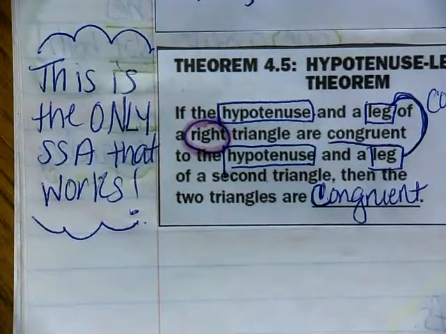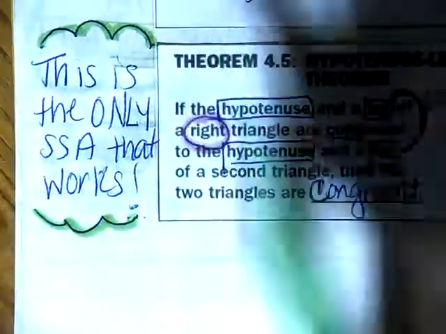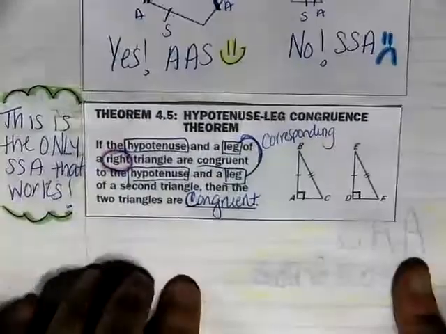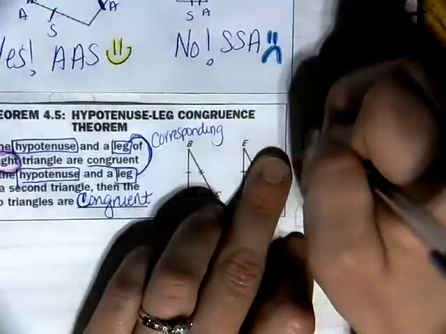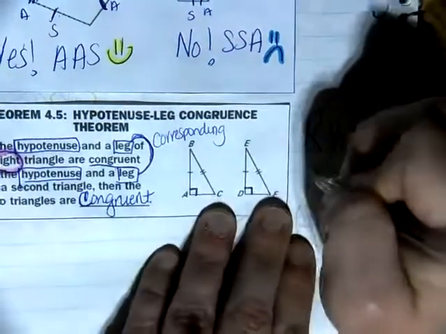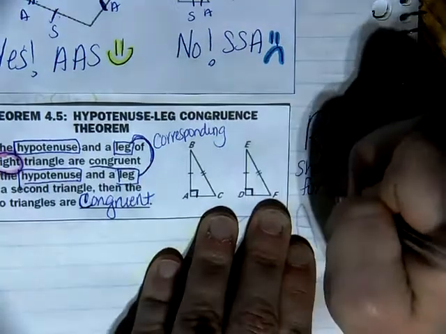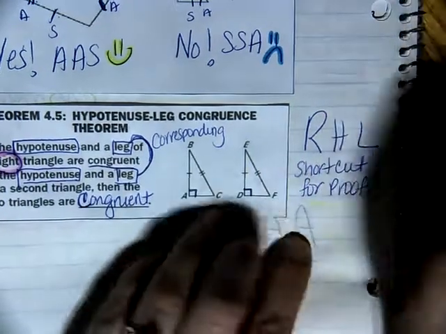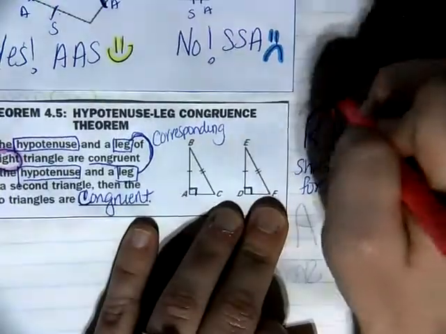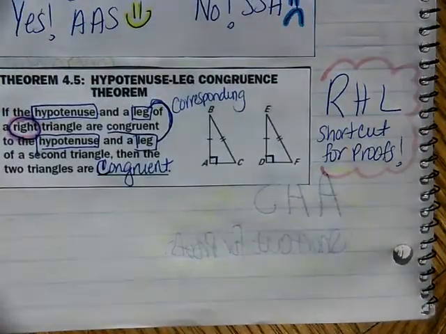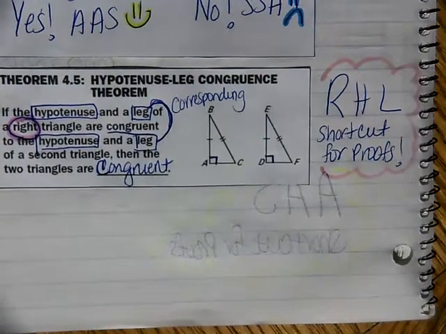So I want you guys to just keep that in mind. And because we really want to steer clear of using that language of SSA, we don't even call it that. We call it RHL. So that's what we're going to write on the other side. We call this RHL, which is our shortcut for proofs. We don't even call it SSA, so I don't even want to see that on your paper.